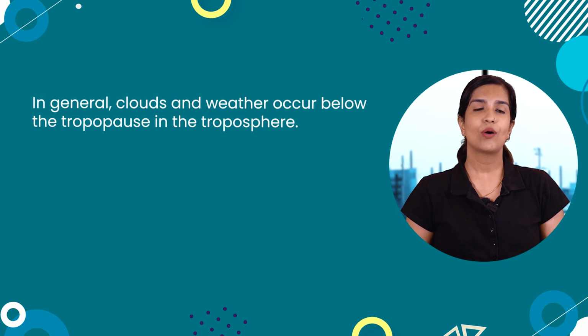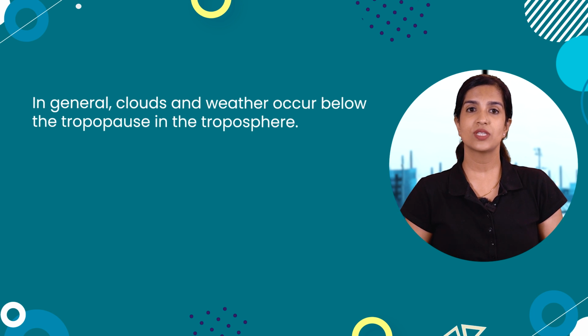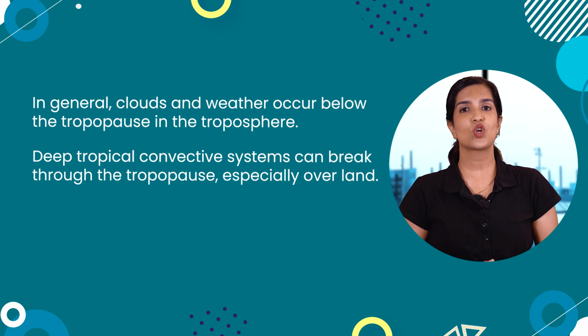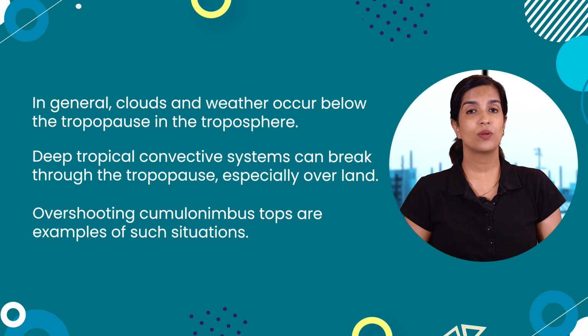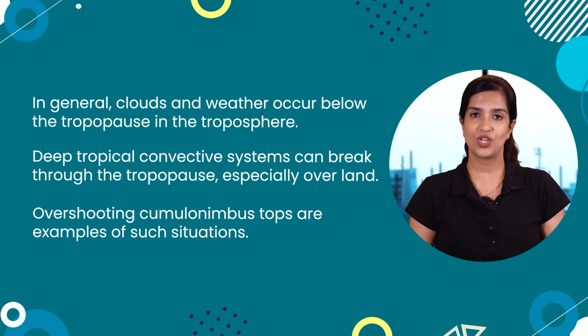In general, clouds and weather occur below the tropopause in the troposphere. However, deep tropical convective systems can break through the tropopause, especially over land. Overshooting cumulonimbus tops are examples of such situations.